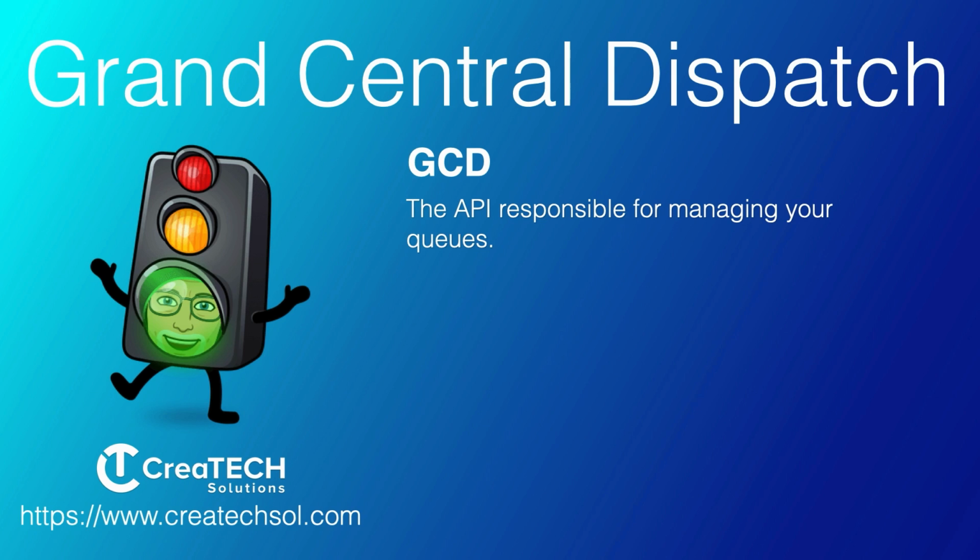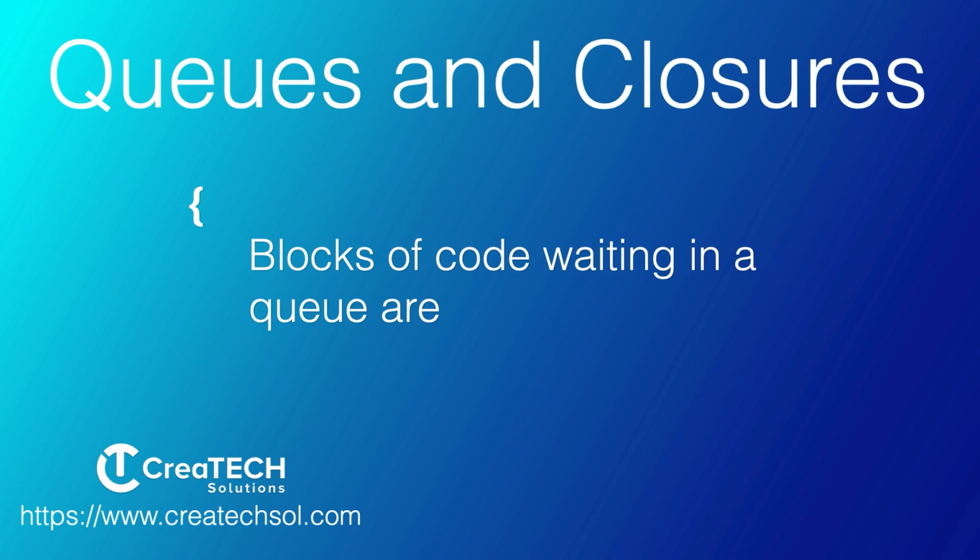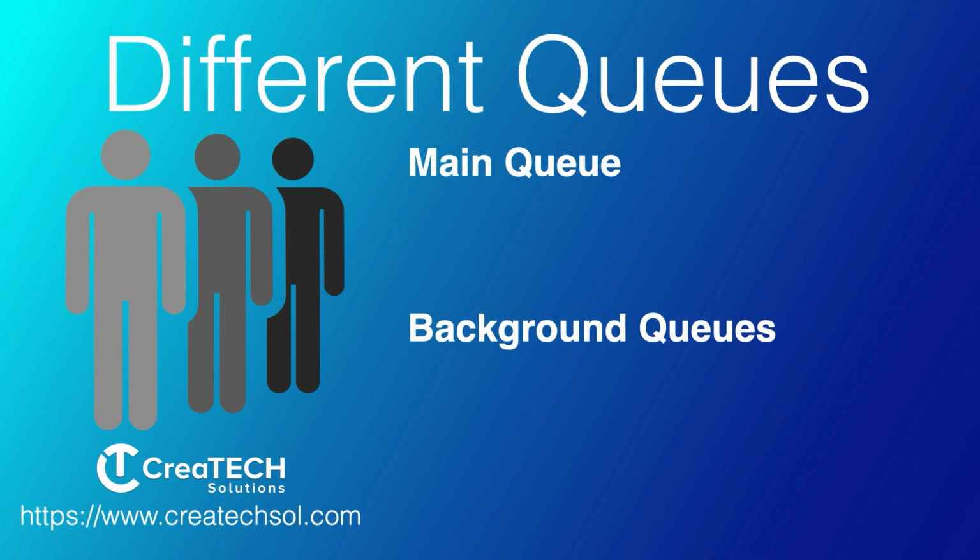GCD stands for Grand Central Dispatch, and this is the API for managing your queues. And its main responsibilities are creating a queue and putting blocks of code on a queue. Blocks of code waiting in a queue are held in a closure, and we'll look at that shortly. But first, let's look at the different kinds of queues.